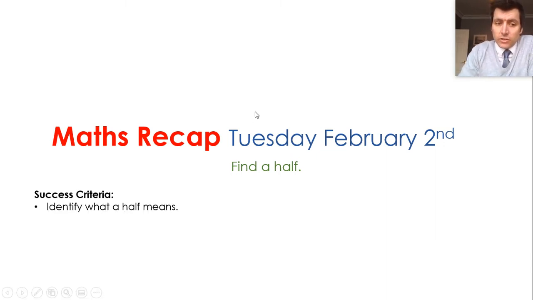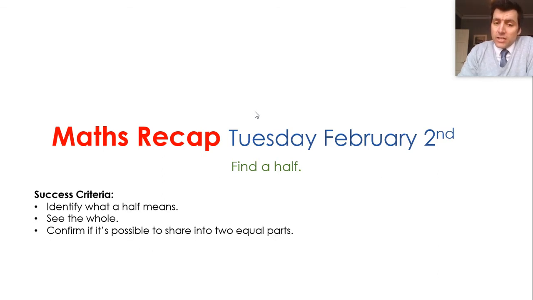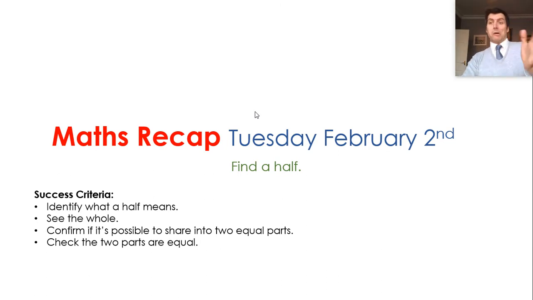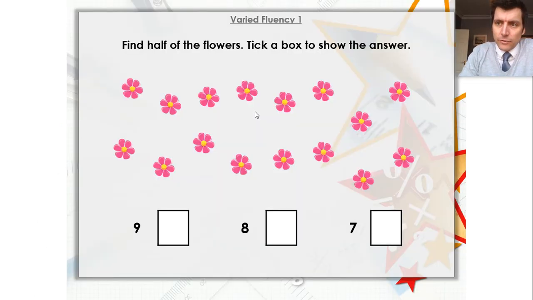Now, to be successful, you need to understand what a half is. You need to see the whole of a value that you're trying to split into two equal parts. You confirm that you're able to split them into two equal parts, and finally, you check that the two parts are equal. So there's a few steps to it. It's not as easy as going, ooh, about-ish. So you have to be quite careful with that.